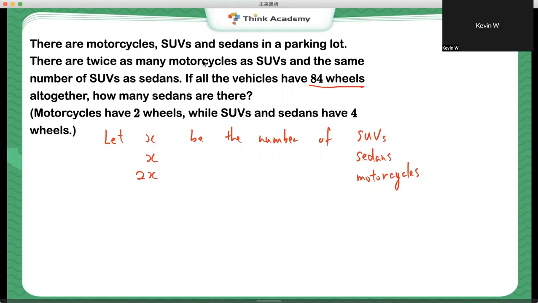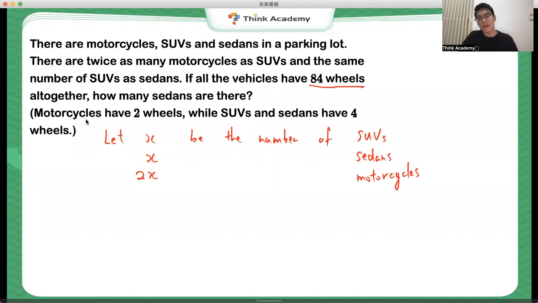Multiply the amount of motorcycles by the amount of wheels they have. SUVs are like wheeled lorries. That's not important, that's not the focus of this question. We're just getting to solve this algebra. Multiply the amount of motorcycles by the amount of wheels. It's talking about the wheels.